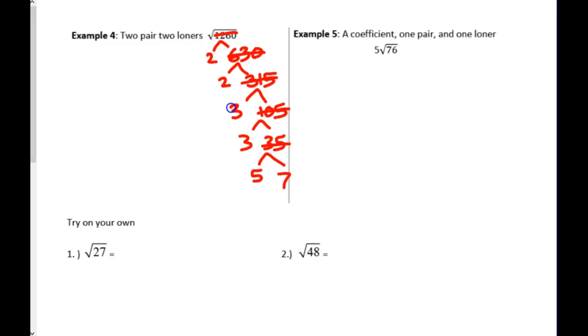So what do I circle? Pair of 2. Pair of 3. They're gone. So, square root sign. What goes out? The 2 and the 3. What do I do with the 2 and the 3? Multiply and it makes 6.